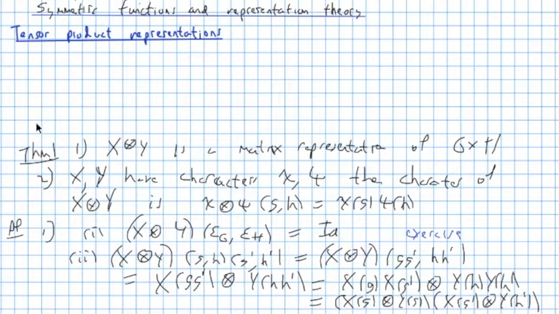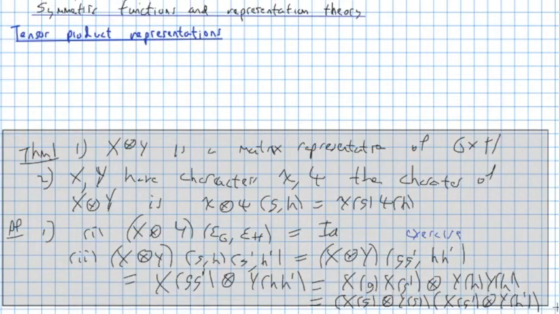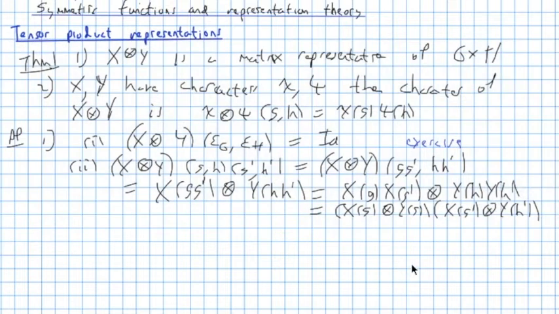So if I do this, then I have that this is X tensor Y of GH times X tensor Y at G prime H prime. Okay, so that shows that X tensor Y is a representation.